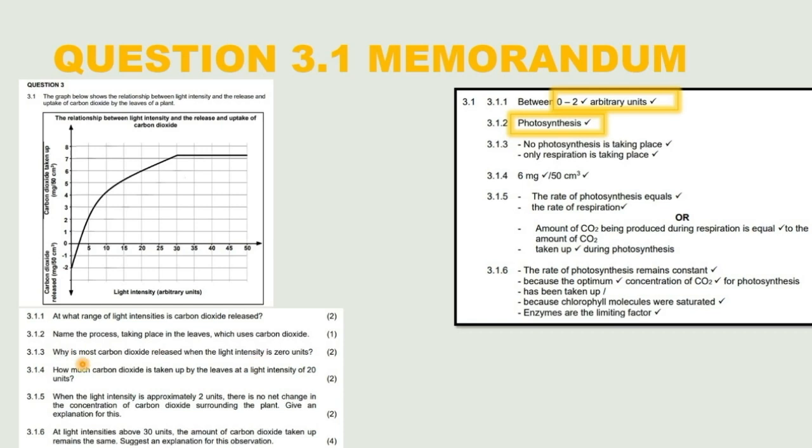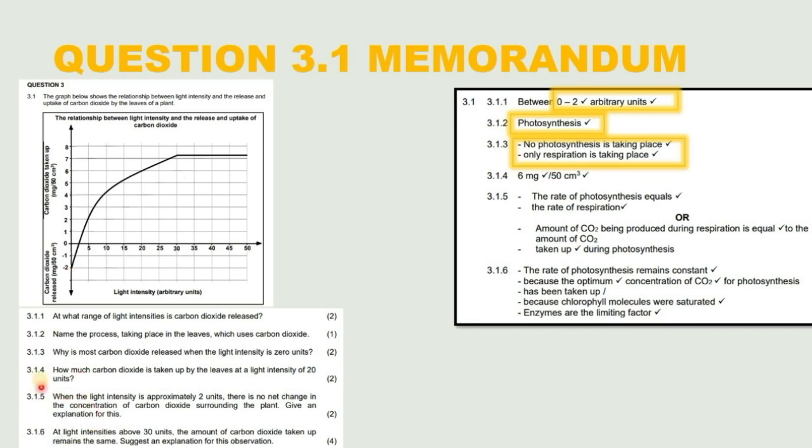Then, why is most carbon dioxide released when the light intensity is 0 units? So that will be over here, and we will focus on the section over here, where the light intensity is the least. The reason for that is because there's no photosynthesis taking place, and only cellular respiration is taking place.